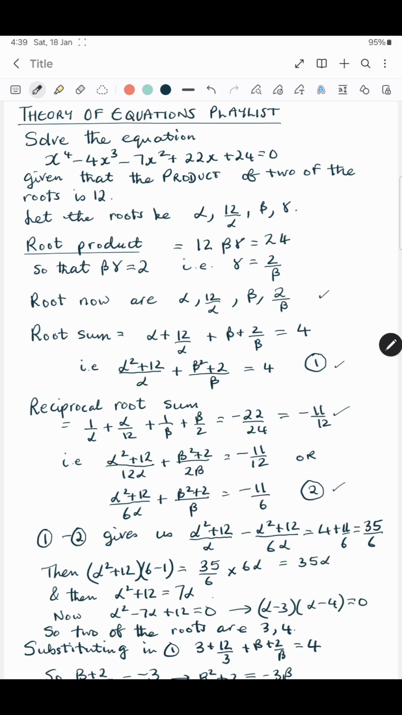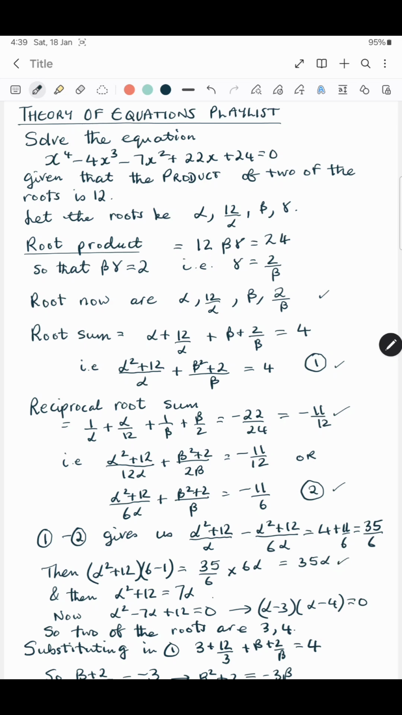Now, if we subtract the second equation from the first, the betas very obligingly vanish. And that gives us alpha plus 12 over alpha minus 2 over alpha plus alpha over 6 equals 4 plus 11 over 6, which is 35 over 6. And now we multiply up by 6 alpha, so we'll get alpha squared plus 12 bracket 6 minus 1 equals 35 over 6 times 6 alpha, which is 35 alpha.